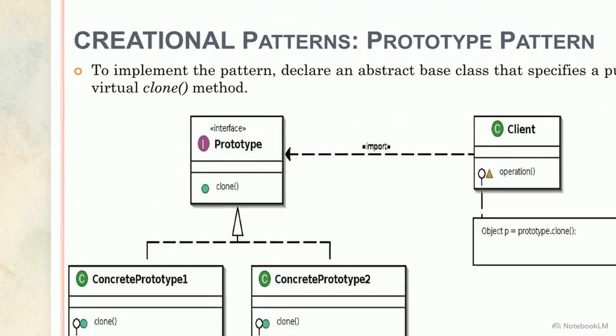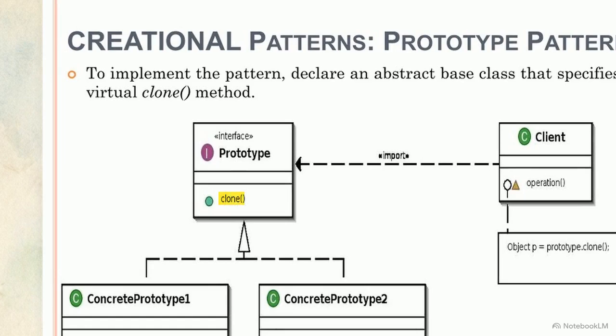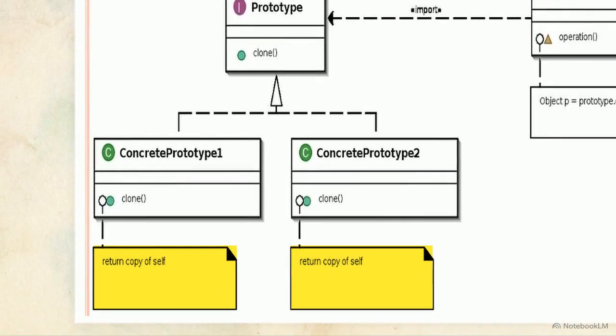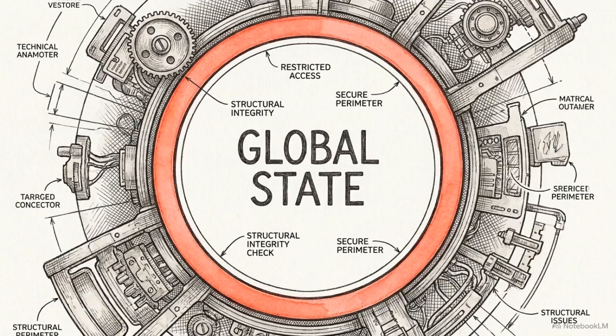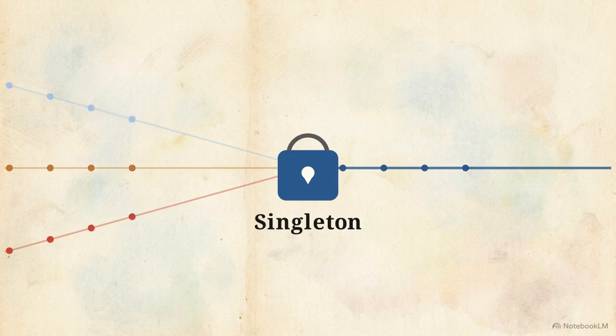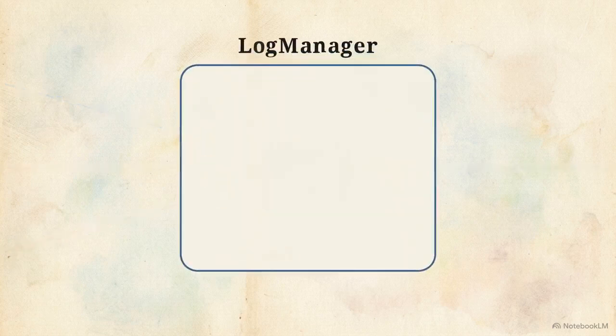The pattern relies on an abstract base class specifying a pure virtual clone method. When called, the concrete implementations directly duplicate their existing prototypical instances in memory, bypassing the resource tax of building an object from scratch. At the opposite extreme are systems that require strict lockdown of global state management. This is the domain of the singleton pattern. Its constraint is absolute. It ensures a class has only one instance and provides a singular global point of access to it. A log manager is a standard use case.